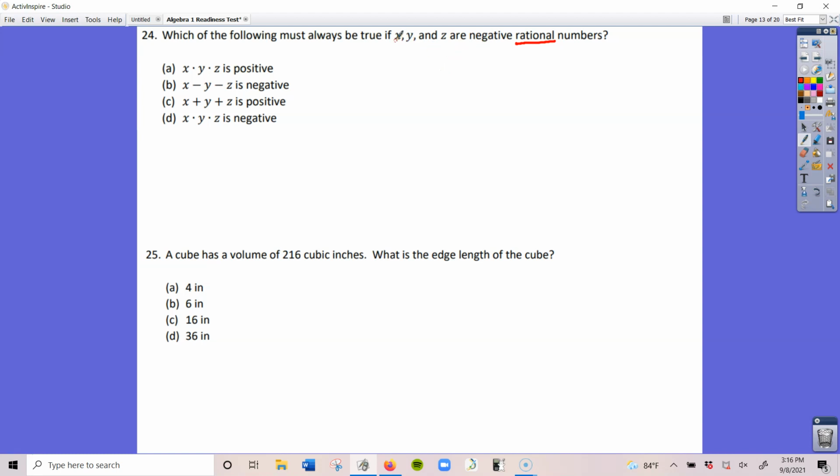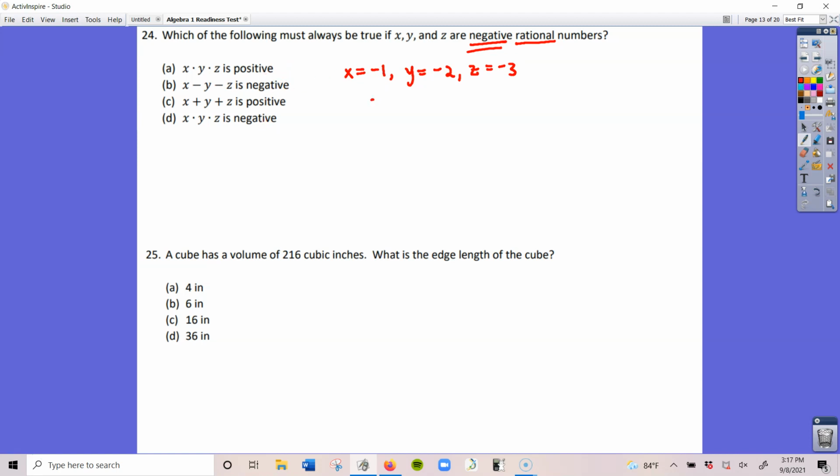So because I don't know what x, y, and z are, and I look at my options, I'm going to start just testing numbers and see what happens. All we know about x, y, and z is that they're negative and they're rational. So let's say that x is equal to -1, y is equal to -2, and z is equal to -3. Now this is just to test out which one of these is true.